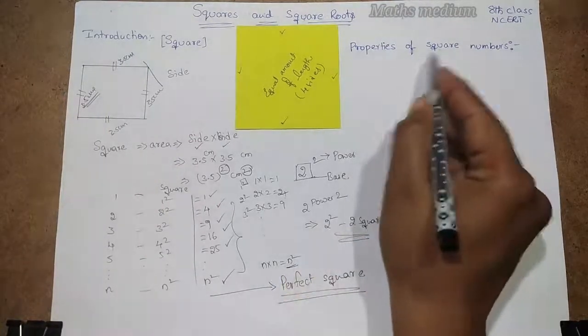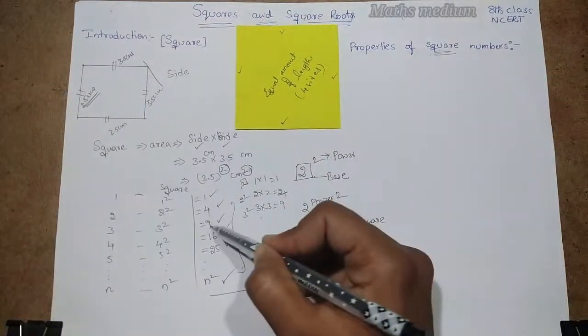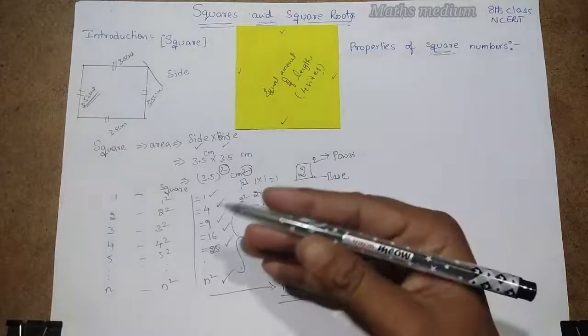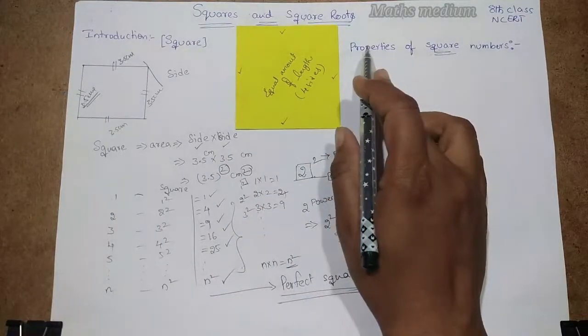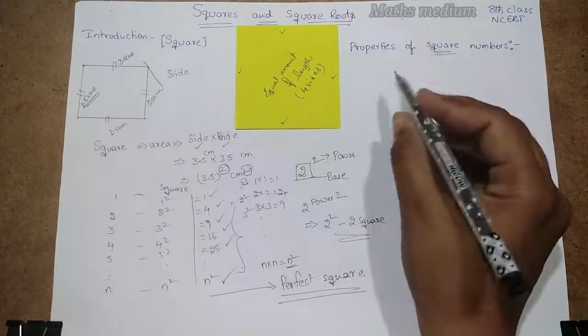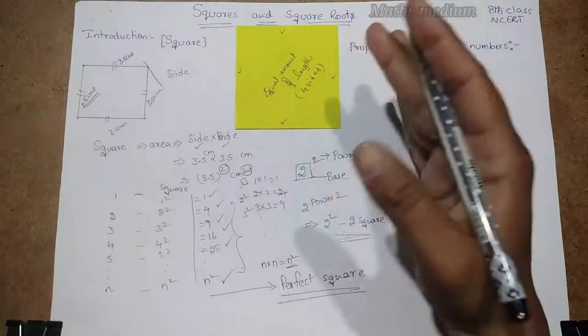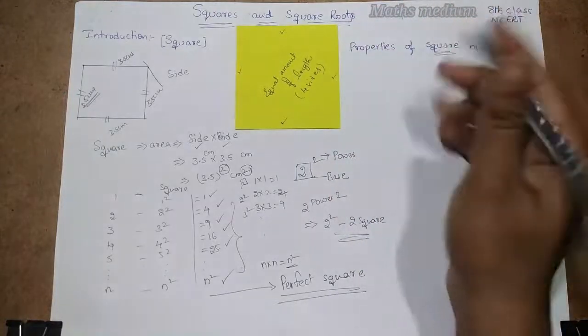Next, coming to the properties of square numbers. We know that square numbers are 1, 4, 9, 16, 25. Now we have to know about the properties of square numbers. Here we have 5 properties of square numbers, which are generally used the most in this chapter. Those are 5, so let's start.